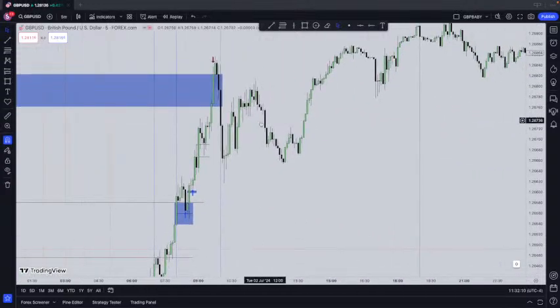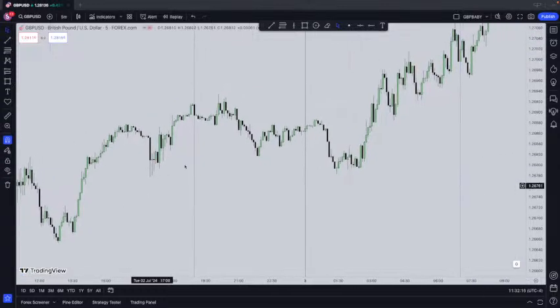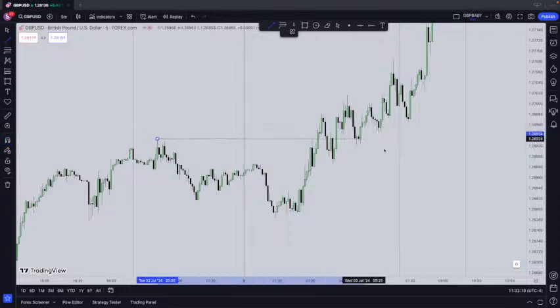So I don't really trade closes, as in like London close and stuff, so I'm not going to bother look at that. Let's just go straight to the next day. This was Wednesday. What we're going to do, same thing as last time. Asia high, Asia low.